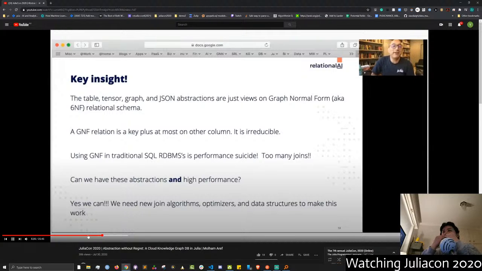And most people have never heard of graph normal form and 6th normal form because they're not practical to implement in traditional SQL relational databases, because you end up with way too many relations, way too many tables, and then you end up having to join them all back together, which is super expensive in the context of those types of database engines. So you might ask, can we have the abstractions and high performance? And I'm here to tell you that yes, we can, as long as we use a new generation of join algorithms, optimizers, and data structures to make that work. Okay, the rest of the talk is going to be about that.